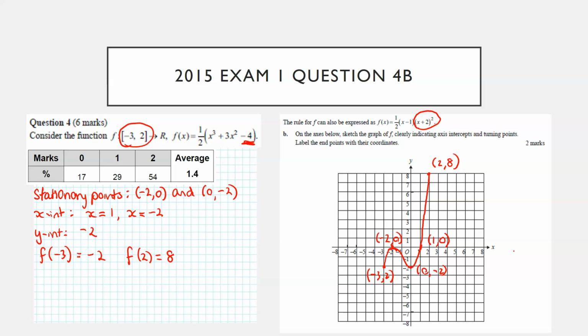Make sure that you go through all the key points, like turning points, and that you've got your x and y intercepts given. It's often a good idea, once you've done your graph, to go through, read the question again and tick off. Have I got my axis intercepts? Yes. Have I got my turning points? Yes. Have I got my endpoints? Yes. Notice that that was a pretty easy question, really. It was worth 2 marks, but only 54% of the state got the question correct.